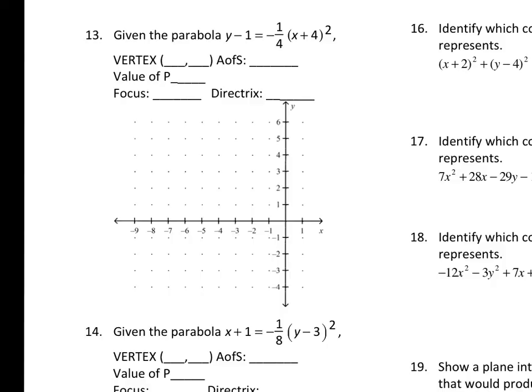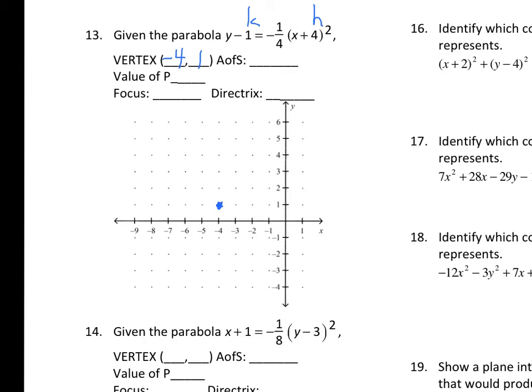Now for the lovely parabolas. Let's get the vertex. h is next to the x, k is next to the y. Opposite signs, so -4, +1. Let's go ahead and plot that. -4, +1 is right there.